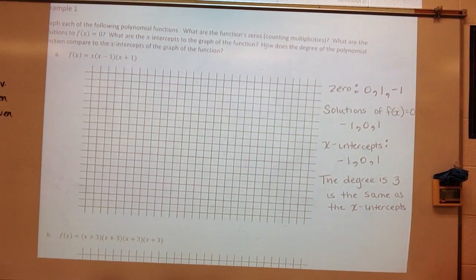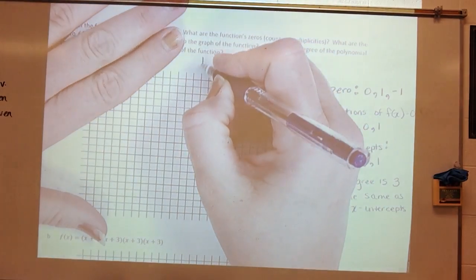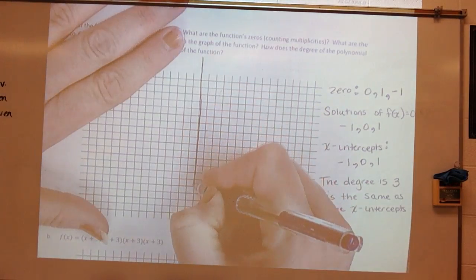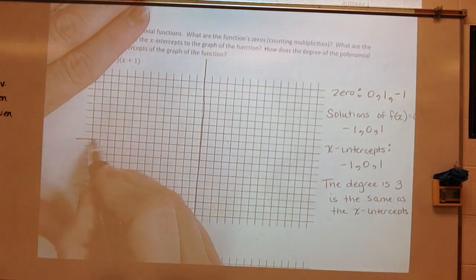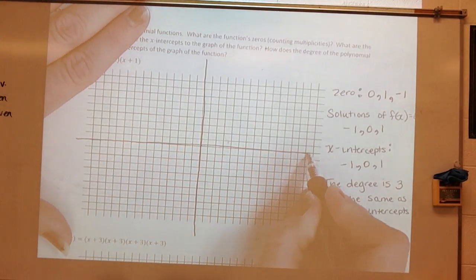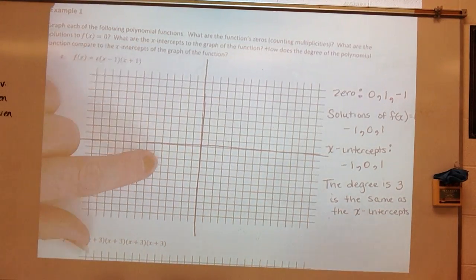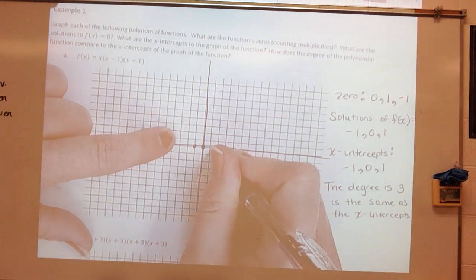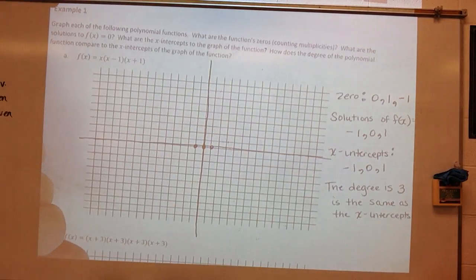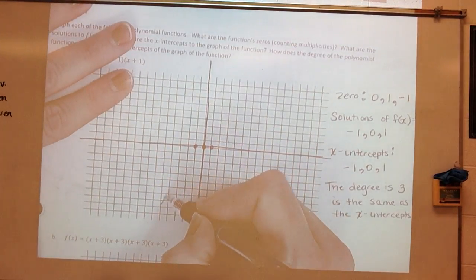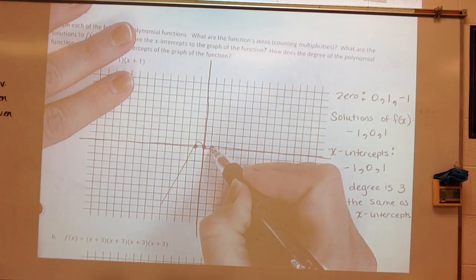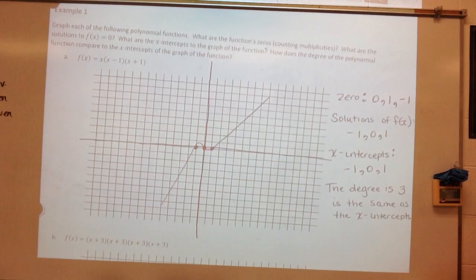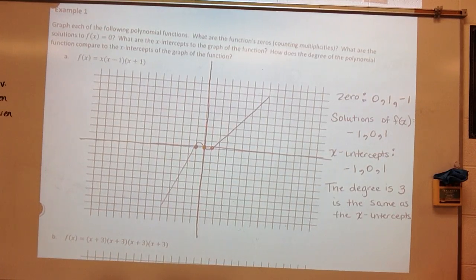All right, now, guys, let's talk about how to graph this. At this point in time, you would have to plug in values. But because I know that I have a 0 at 0, I know I'm going to have one here, one here, and one here. This is what my function would look like. Okay? It's going to look like that.